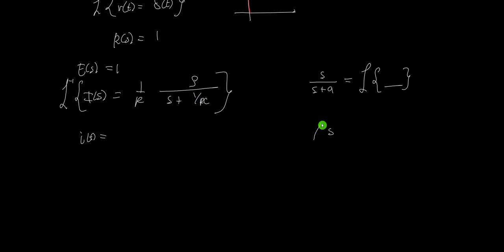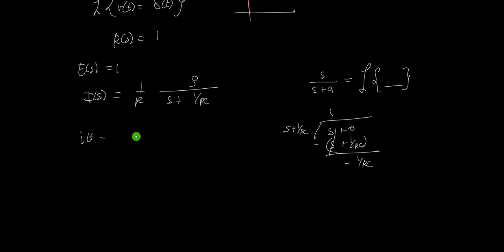So this will be s divided by s plus 1 over RC. In the answer here, we can just multiply by 1. So this will be s plus 1 over RC. Then you subtract that. This is plus 0. Then we have a remainder. So 0 minus negative 1 over RC. In fractions, simplify before we take the Laplace. So this will be equal to 1 over R, then we have 1, that's the quotient.